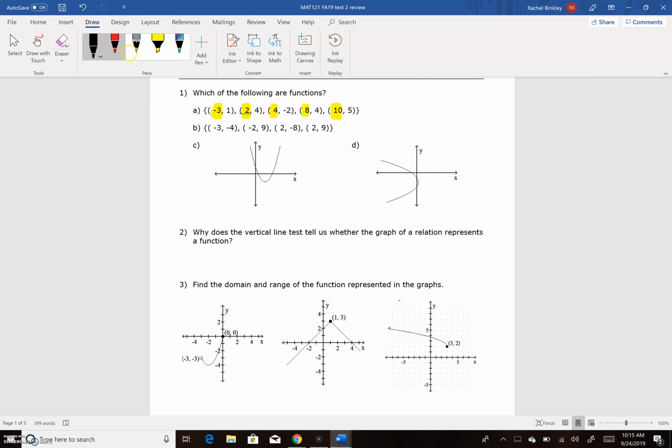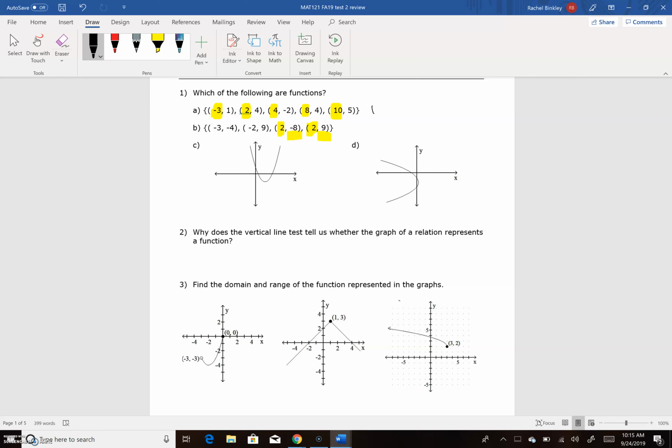What else? For B, here we have 2 and 2. It's the same input, and they have different outputs. They have different outputs, so that one is not a function.